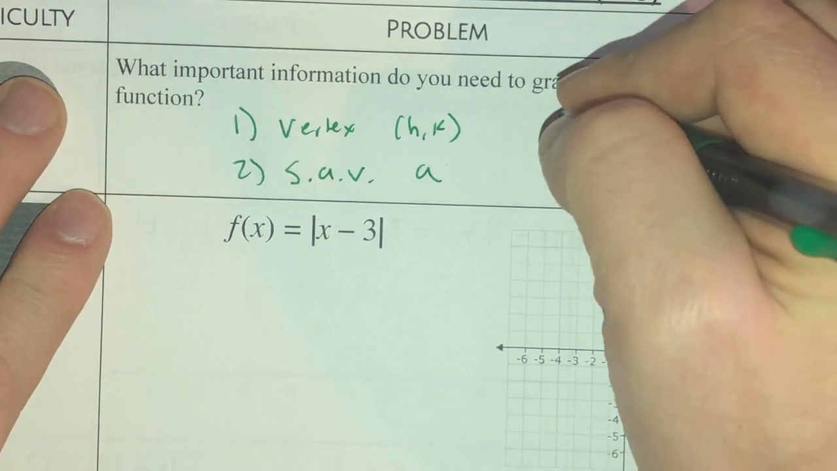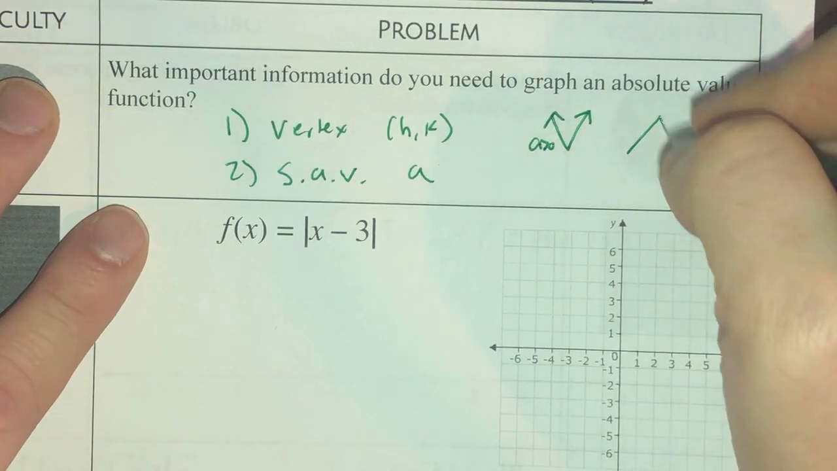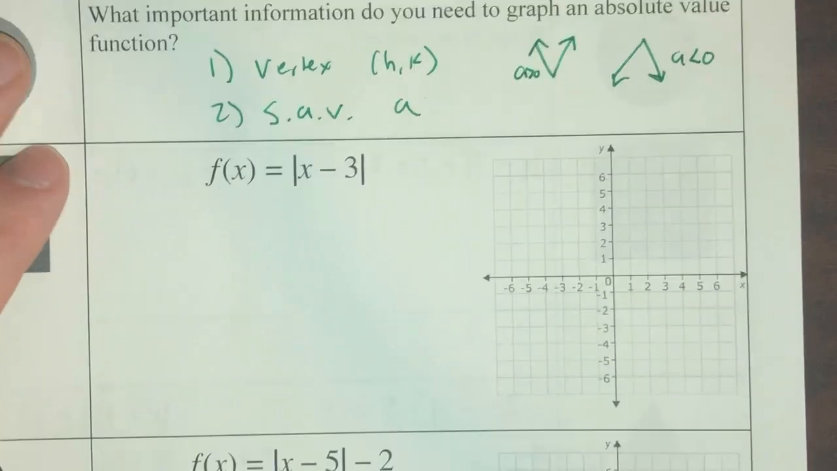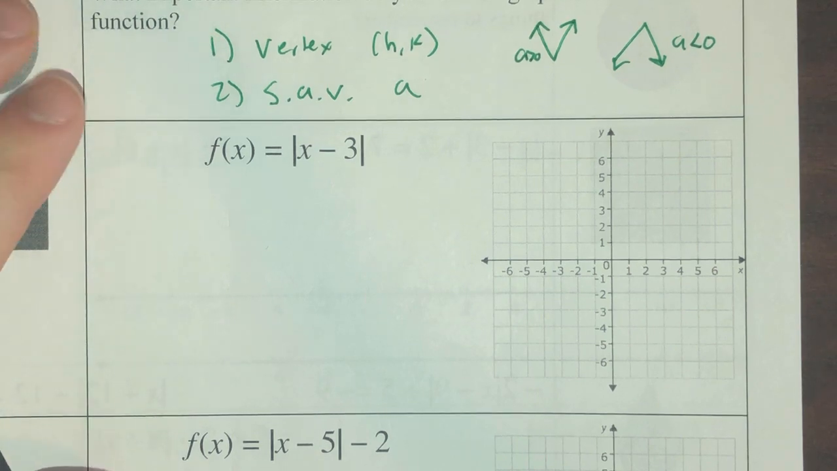Remember the shape. It's always making a V. When A is more than 0, it's a happy V. When A is less than 0, it's a sad V. Okay, let's take a look. Here's how I do it. And again, hopefully I'll put a little title card up here. I recommend you take a look at my video on this, because that's going to be really helpful here.